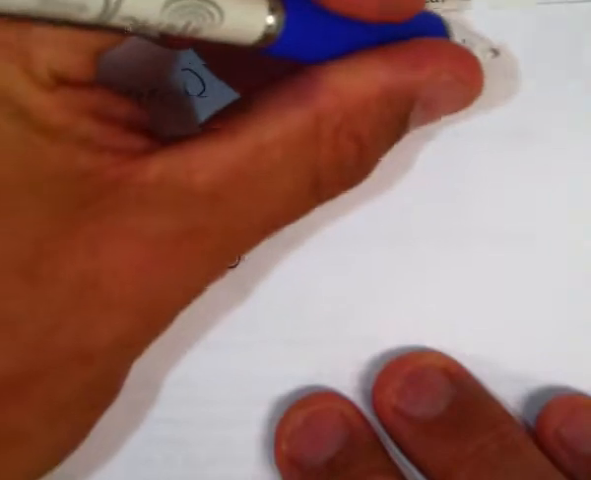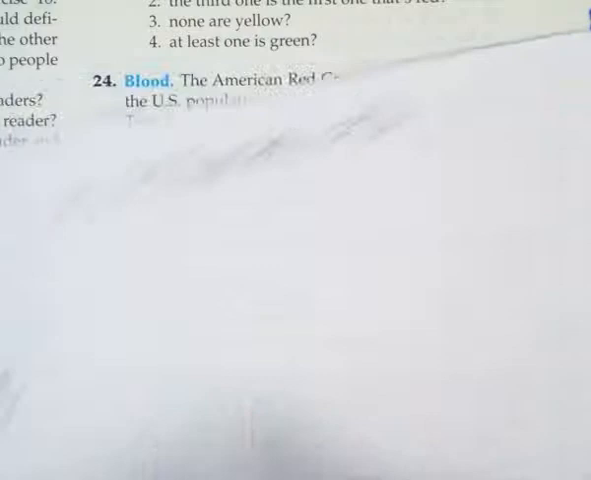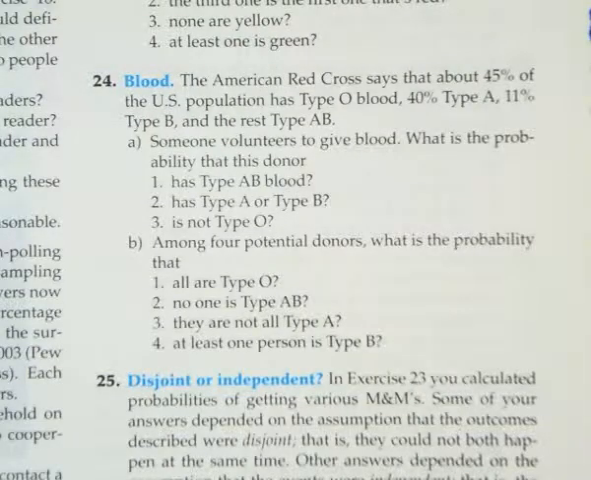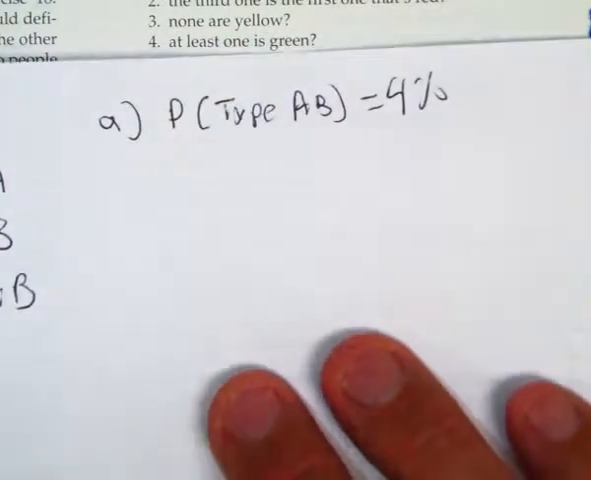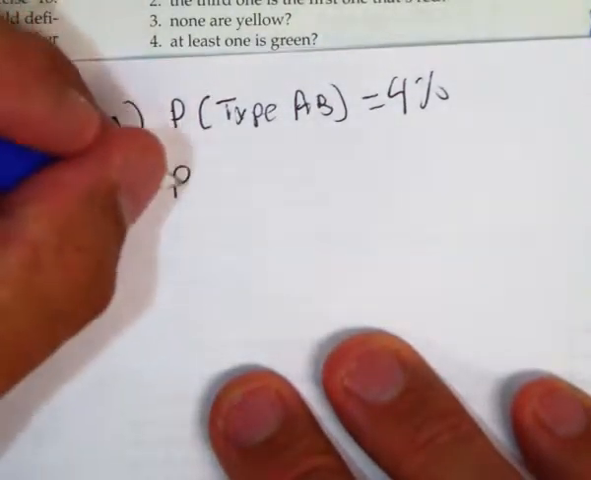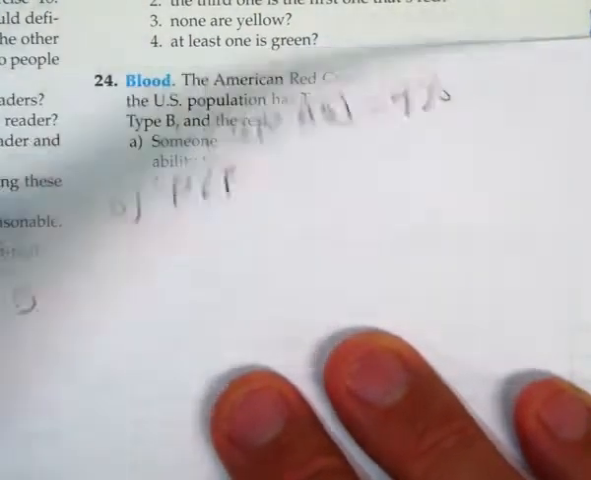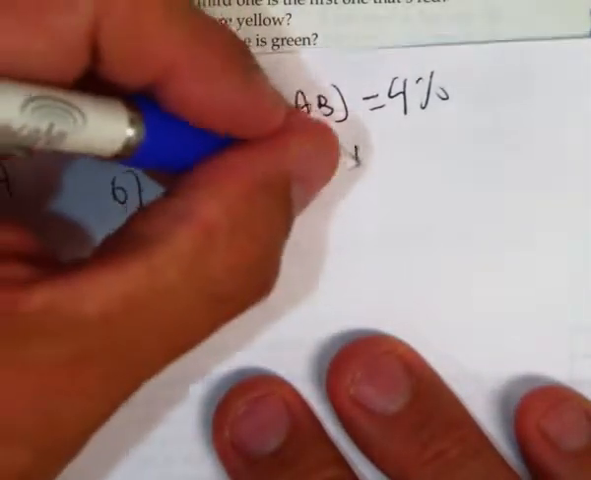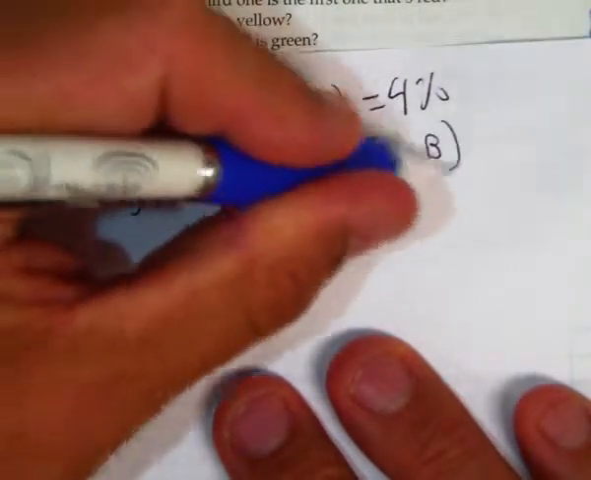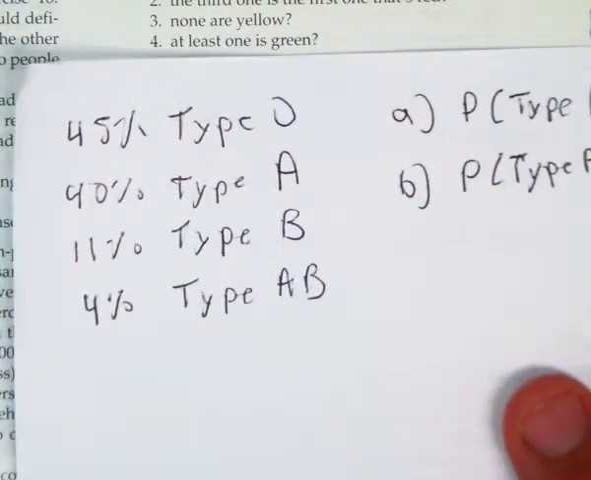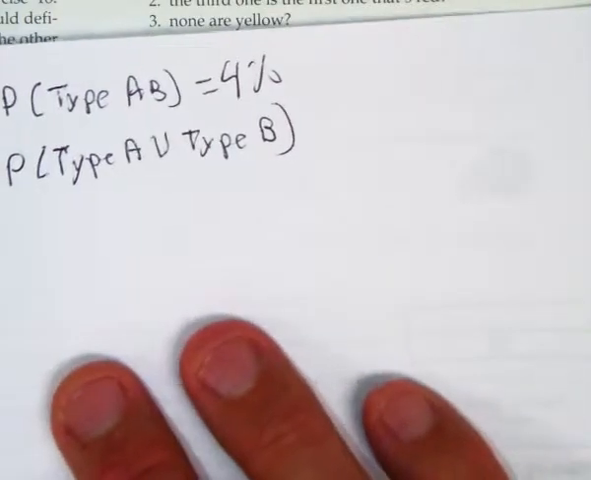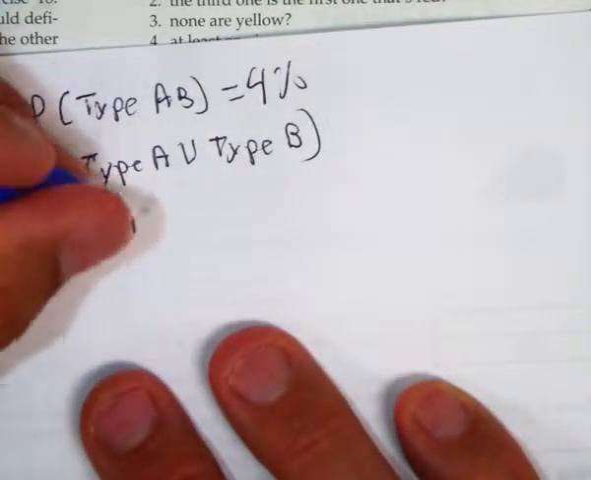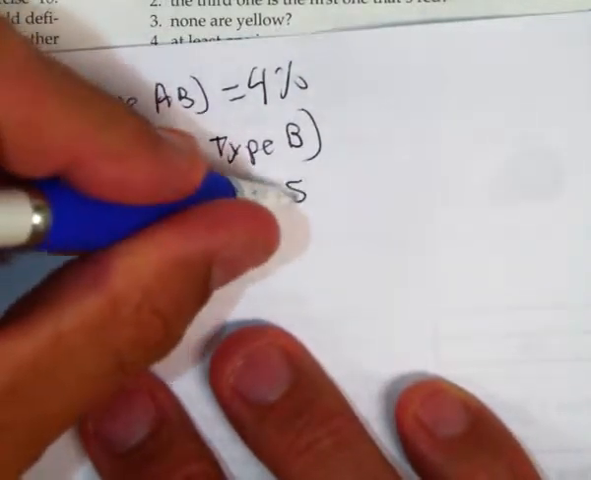Probability of type AB, and that's going to equal 4%. Okay, and then has type A or type B. These are mutually exclusive, so we can just add. So we're looking at type A or type B. Type A is 40%, type B is 11%, so it's 0.4 plus 0.11, which is 0.51.